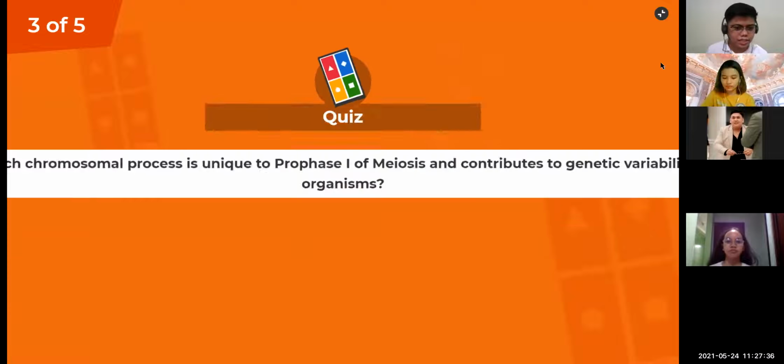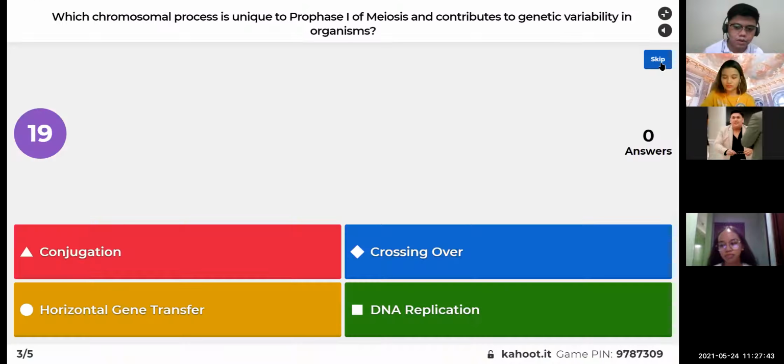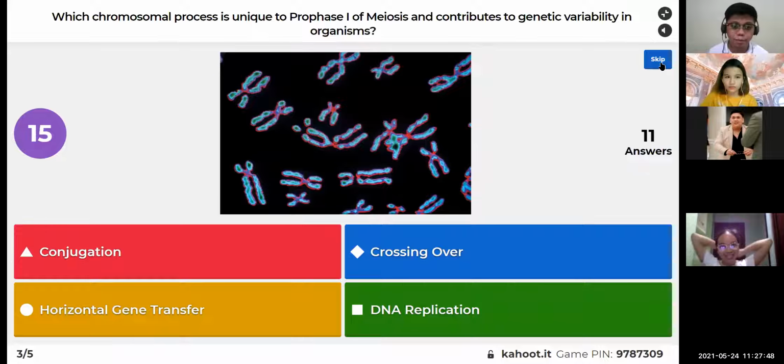Next question. Which chromosomal process is unique to prophase one of meiosis and contributes to genetic variability in organisms?